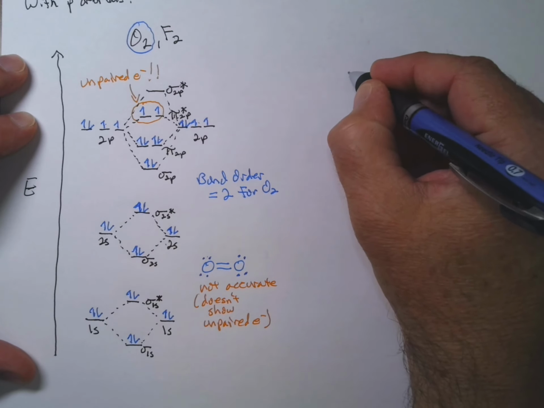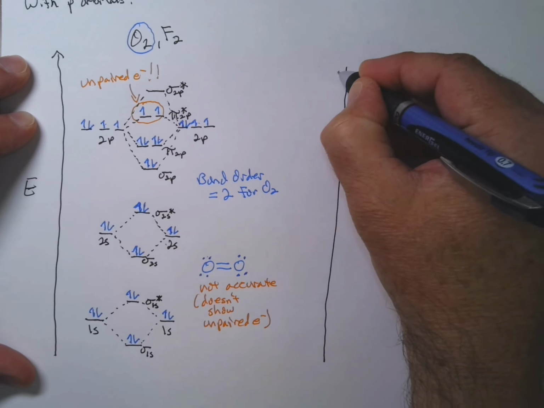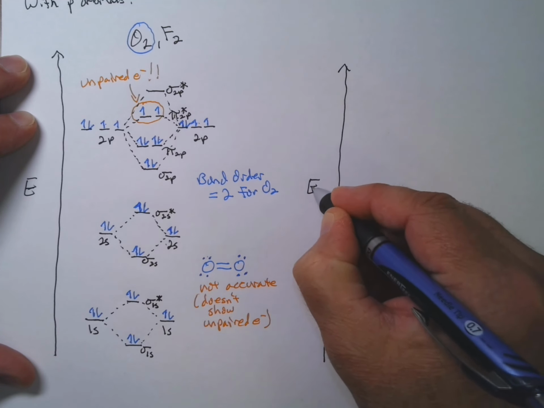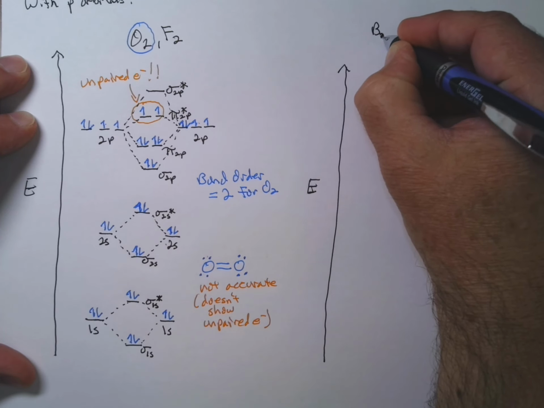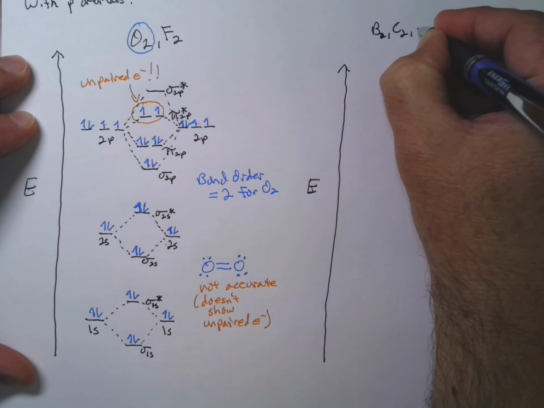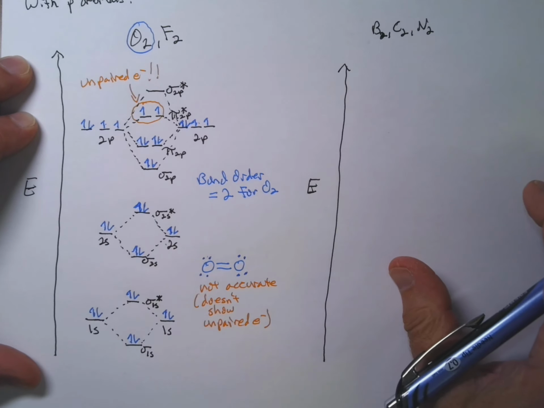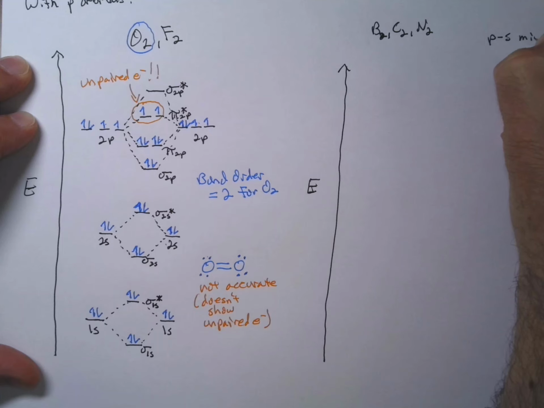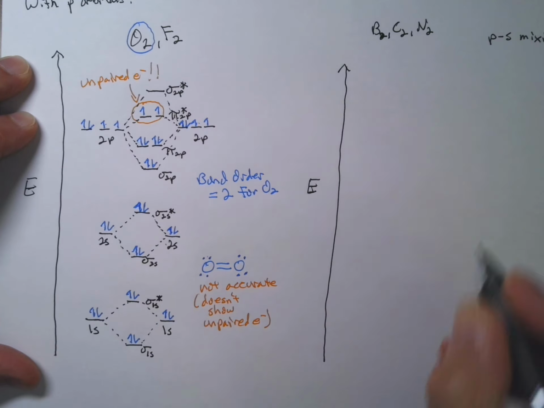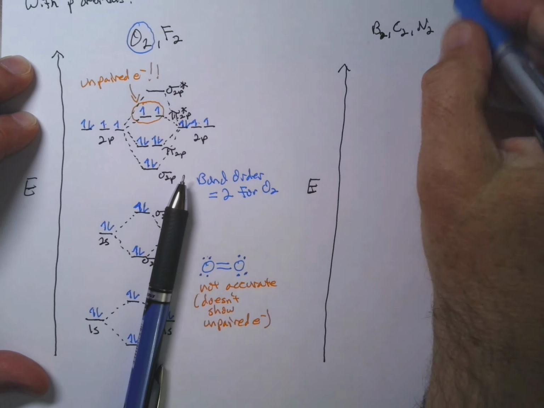Now, we could have a slightly different version, and this is for B2, C2, and N2, diboron, dicarbon, dinitrogen. And what we see here is something called sp mixing. And so let's go ahead and take a look at N2.